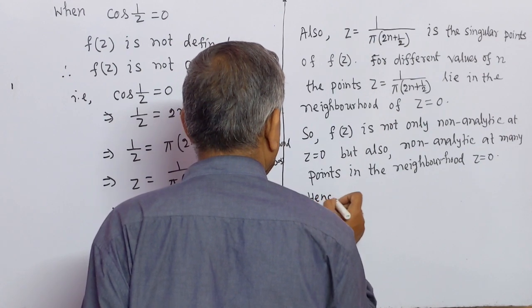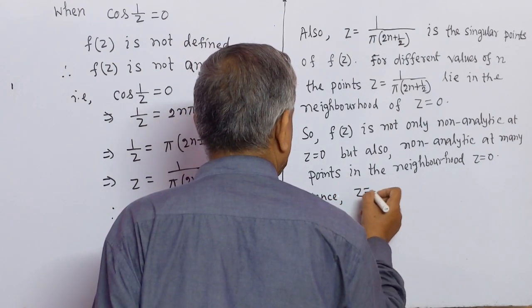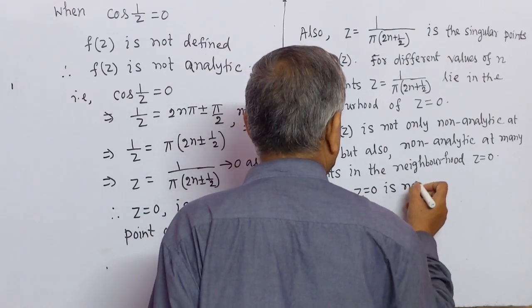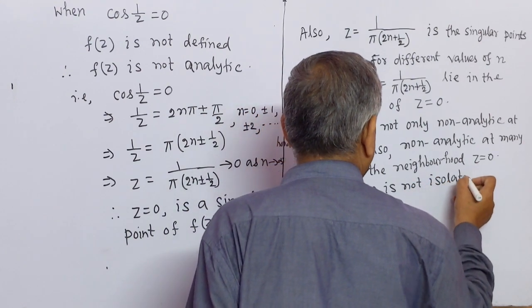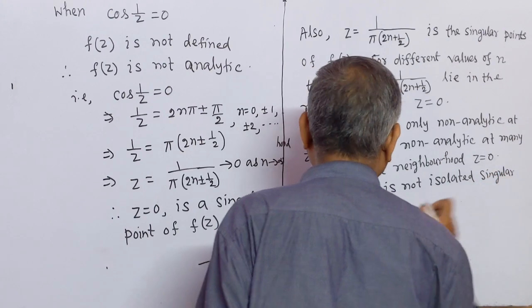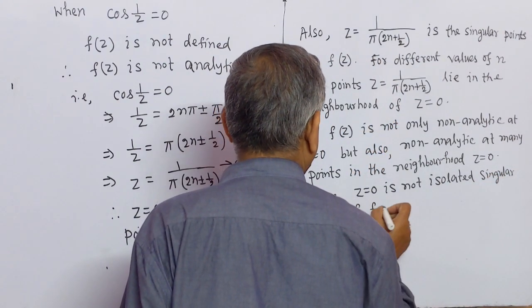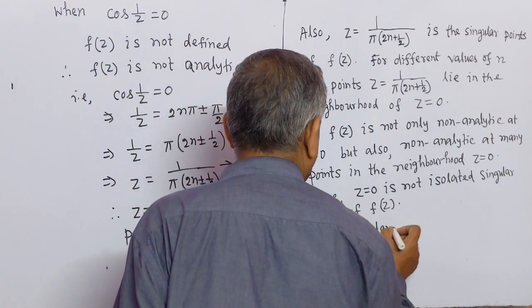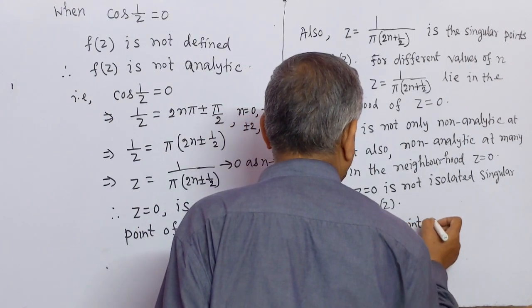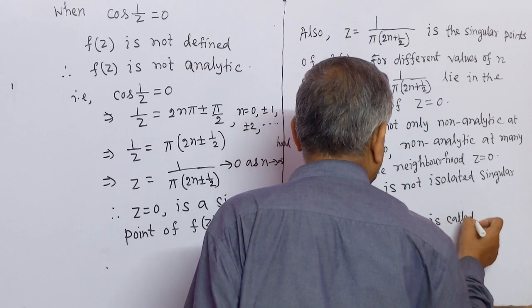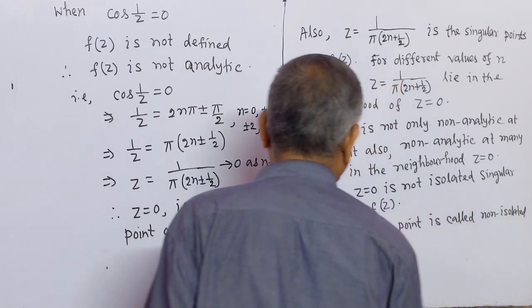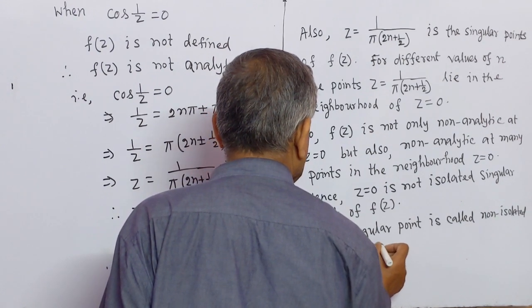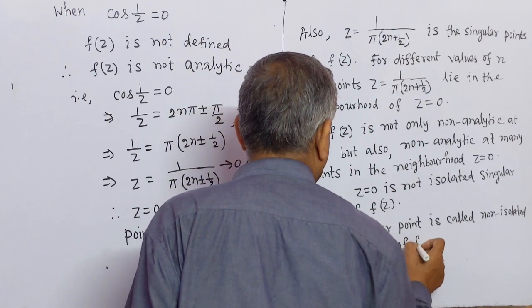Hence, z equal to 0 is not an isolated singular point of f(z). This singular point is called a non-isolated singular point of f(z).